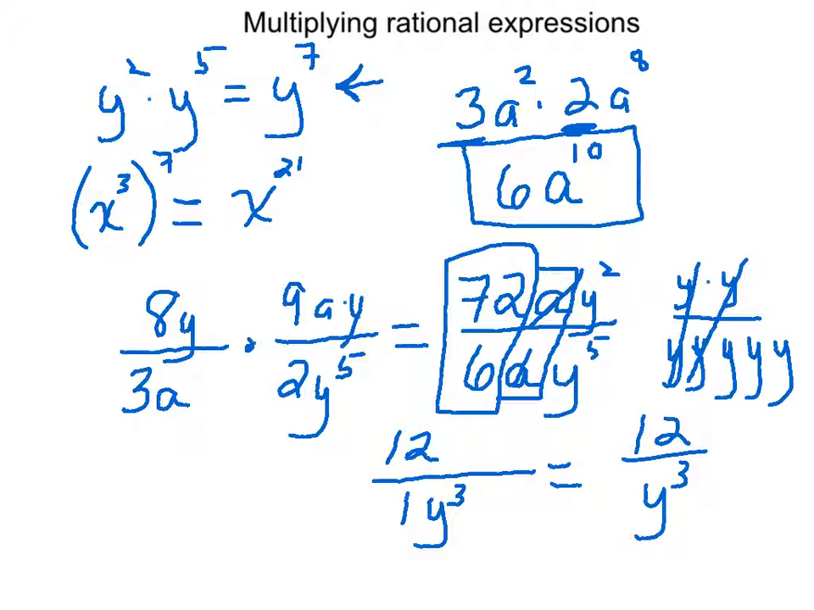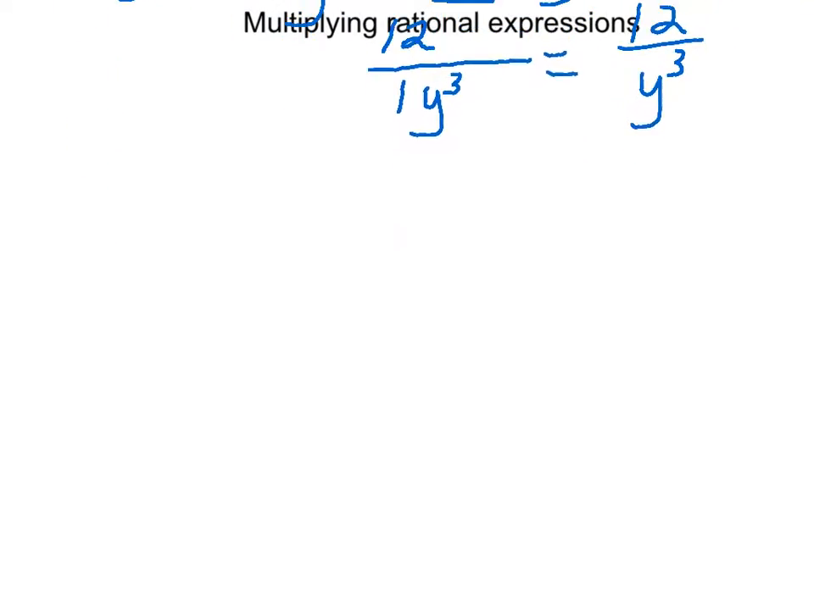So when you're multiplying rational expressions, or fractions basically, with numbers and letters, I would multiply your tops together, then multiply your bottoms together, and then simplify from there once you have one final fraction. So let's try another one. Alright, let's see. Move this stuff up.